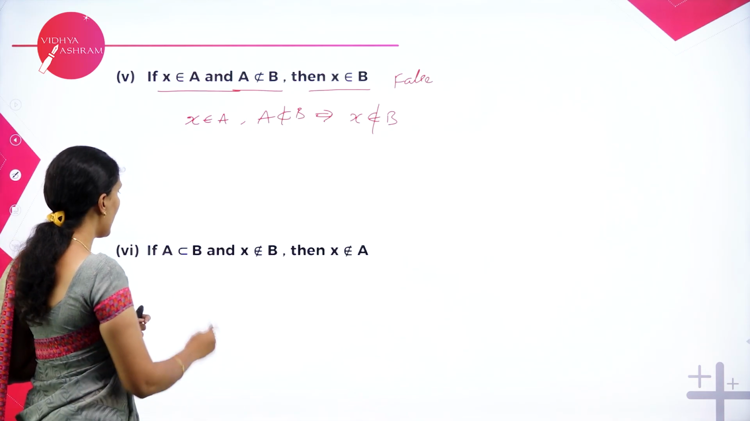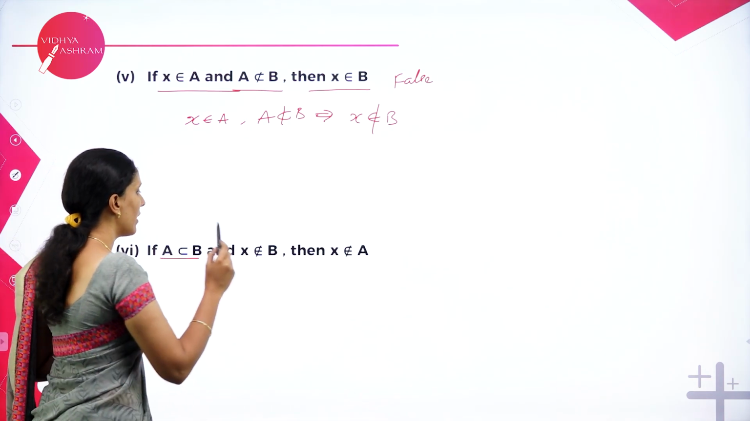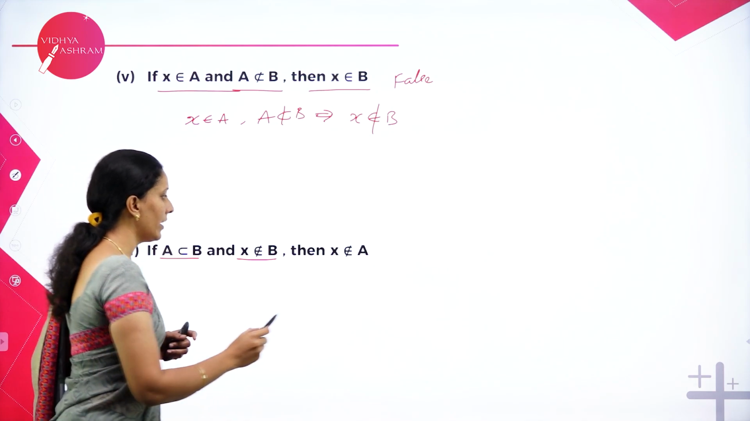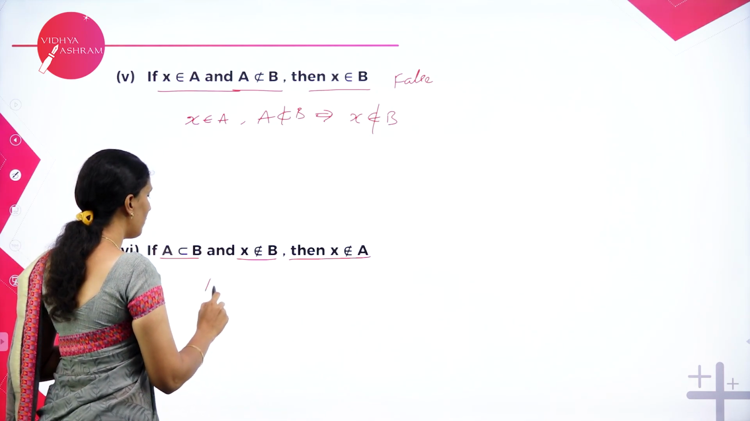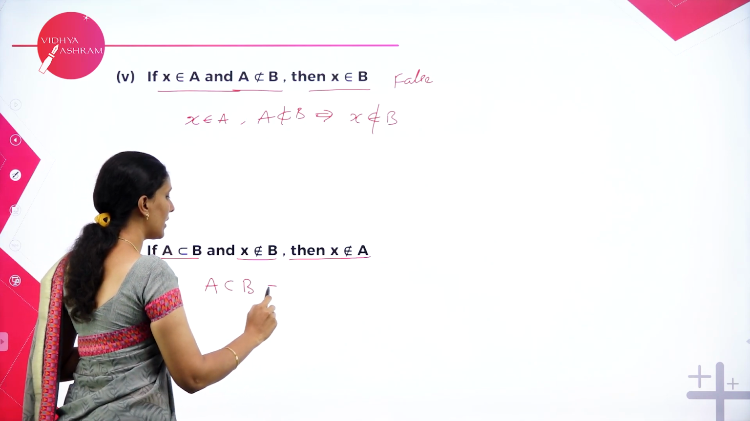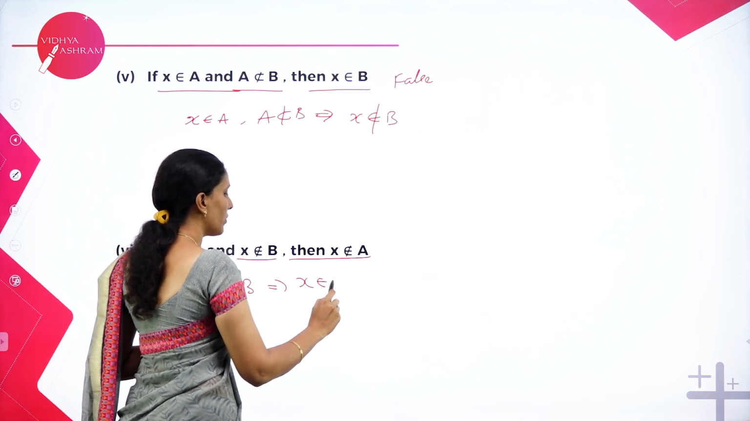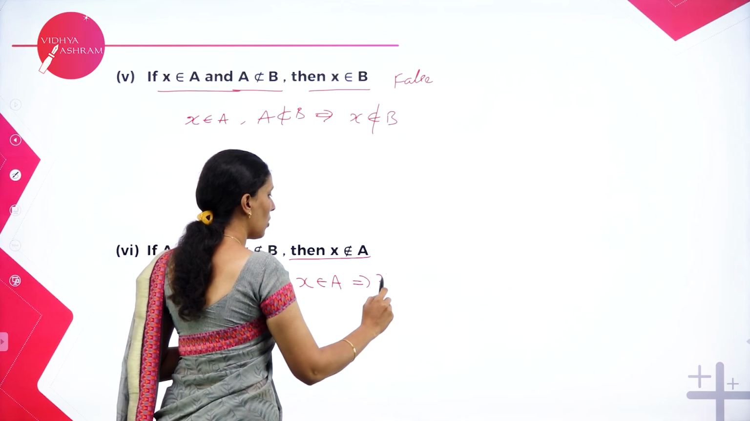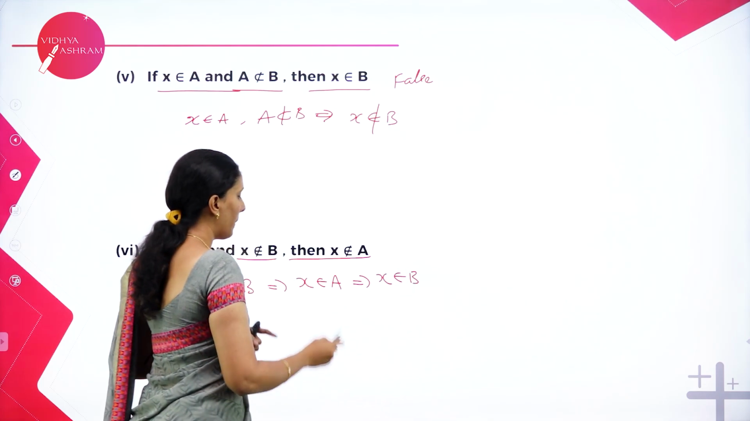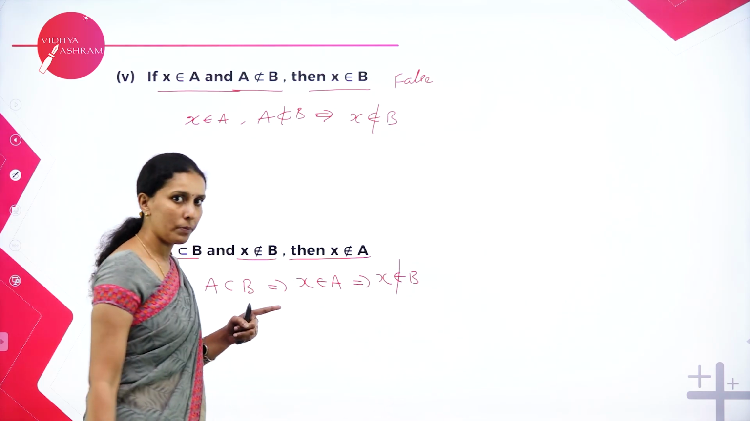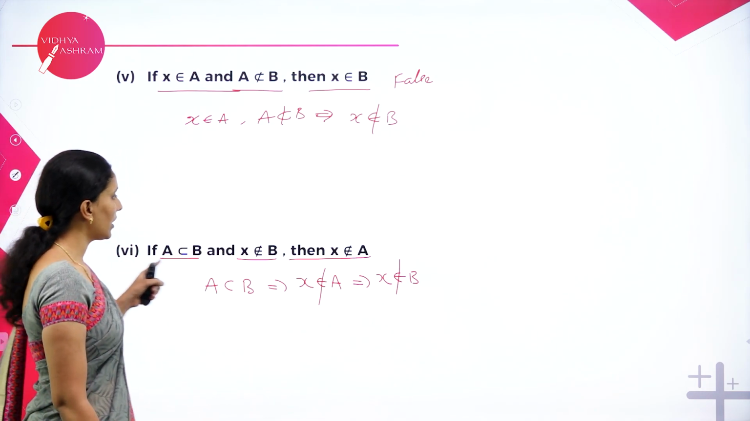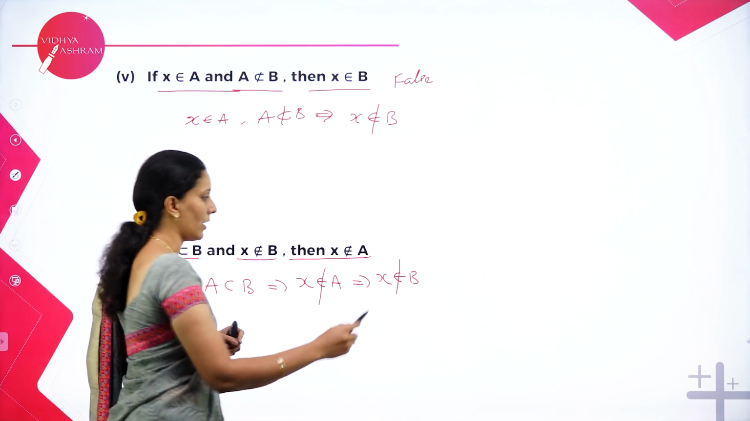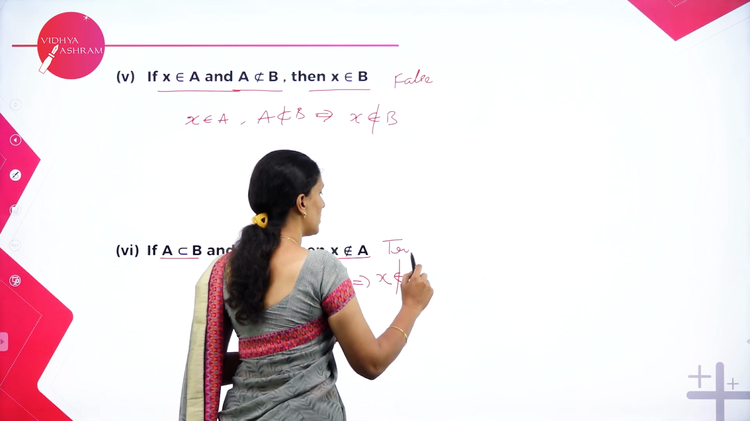Next statement, A is a subset of B, X does not belong to B, then X does not belong to A. So now here, if A is a subset of B, what does it imply? X belongs to A such that X belongs to B. But they have given X does not belong to B. That means X should not be contained in A also. So therefore, the given statement is a true statement.